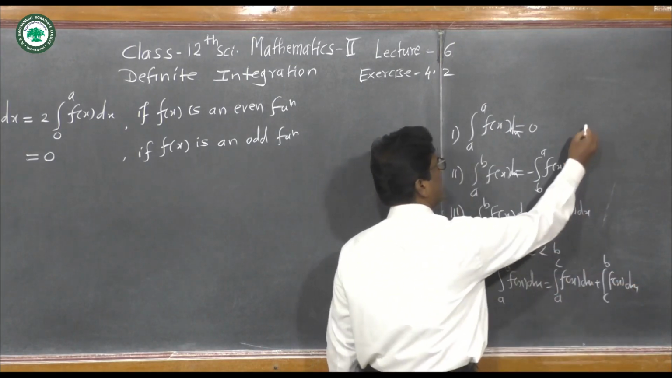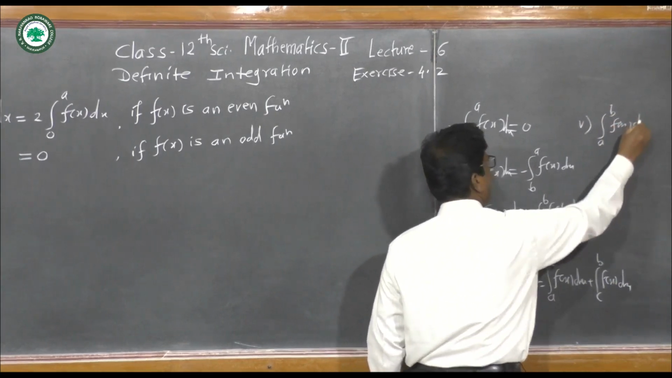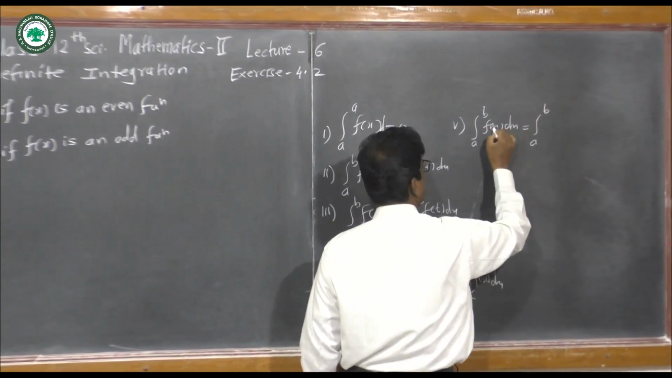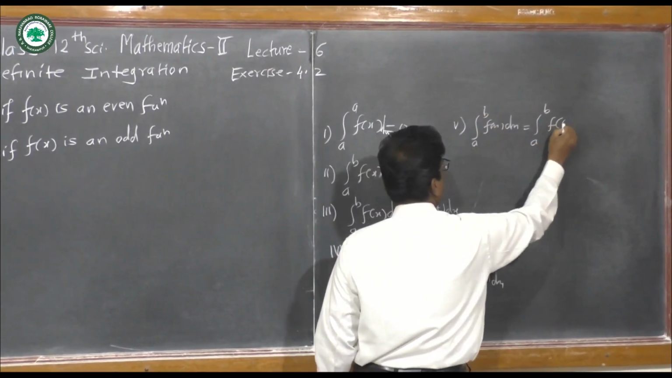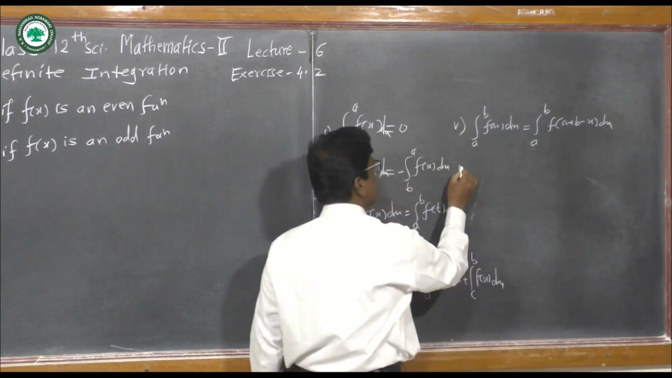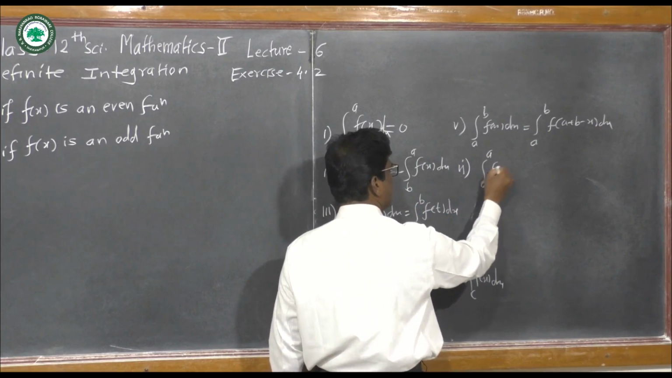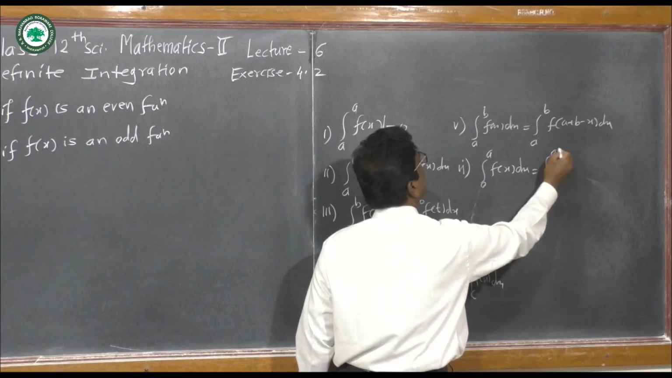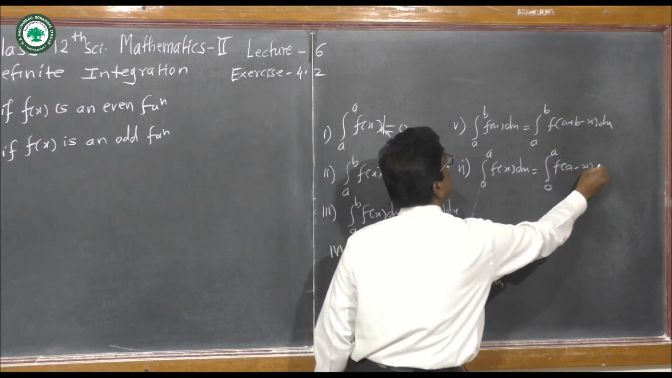Now the fifth property: integration from a to b of f of x dx is equal to integration from a to b, where we replace x by a plus b minus x, f of a plus b minus x dx. This is the fifth property. Sixth property we have seen: integration from 0 to a of f of x dx is equal to integration from 0 to a, where we replace x by a minus x, so it is f of a minus x dx.